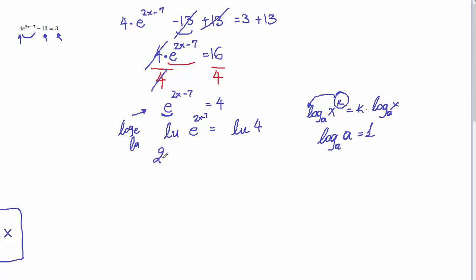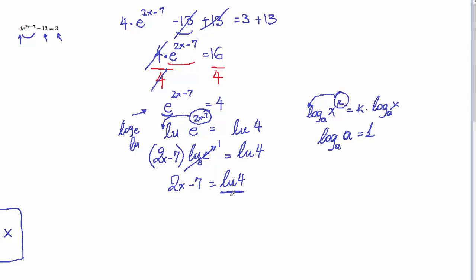So from the power rule, I bring the exponent down here, and I have 2x minus 7 times ln of e equals ln of 4. I do not touch the right side. And now, since ln of e has the base e, the argument is e, this is equal to 1. It leaves me with 2x minus 7 equals ln of 4.